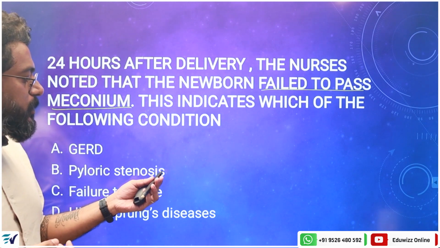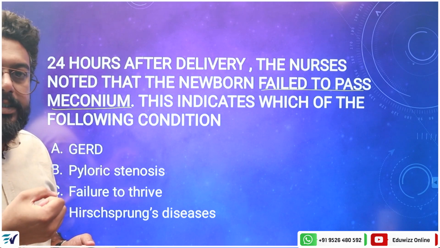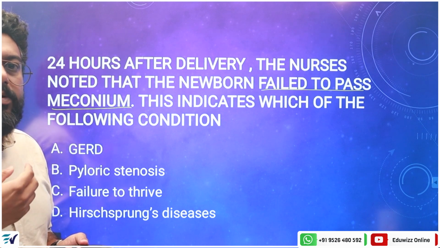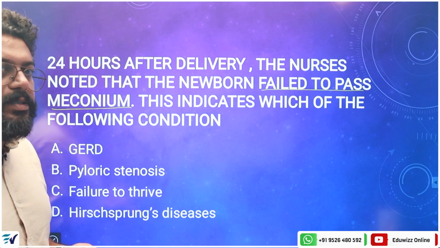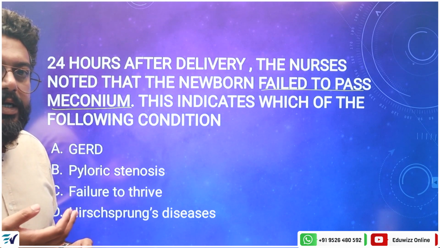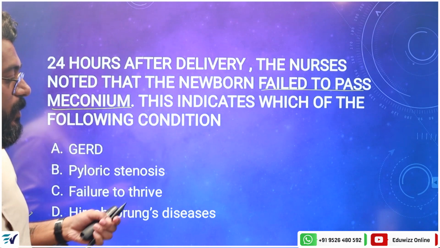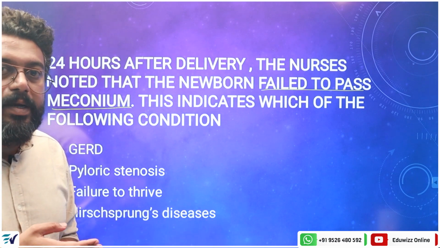Second is pyloric stenosis, which causes narrowing of the pylorus, and the connection between the stomach and duodenum will be closed, resulting in projectile vomiting. Okay. C is failure to thrive. Failure to thrive means due to severe malnutrition, it is difficult for the child to survive. This feature, failure to pass meconium, is seen in the condition called Hirschsprung disease or aganglionic megacolon.